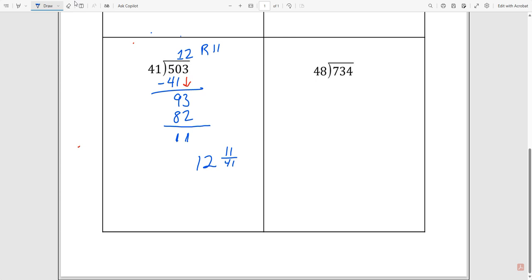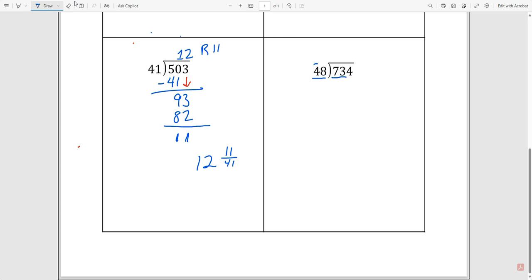All right, lastly, in this example, we have 48 divided into 734, goodness. 734 divided by 48. All right, again, since this is 2 digits, I'll just look at the first 2 digits to get us started. And I'll ask myself, can I divide 73 by 48? And of course we can. But how many times though?